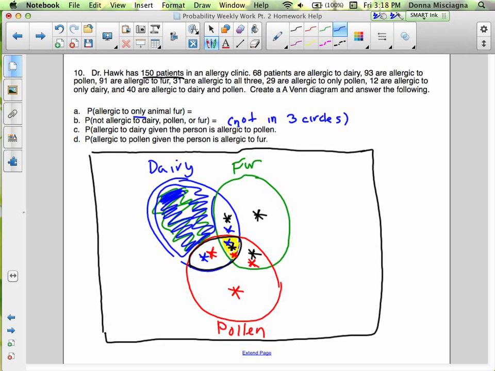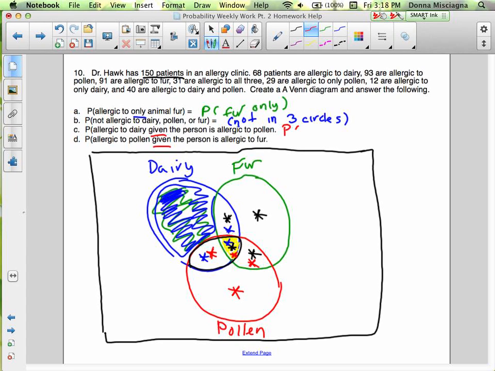The only animal fur is the probability of the fur only. Oh, so nice and straight, my writing. Probability allergic to dairy given the person is allergic to pollen. Notice that word given. This is conditional probability where you see given. So both of these are the same idea.